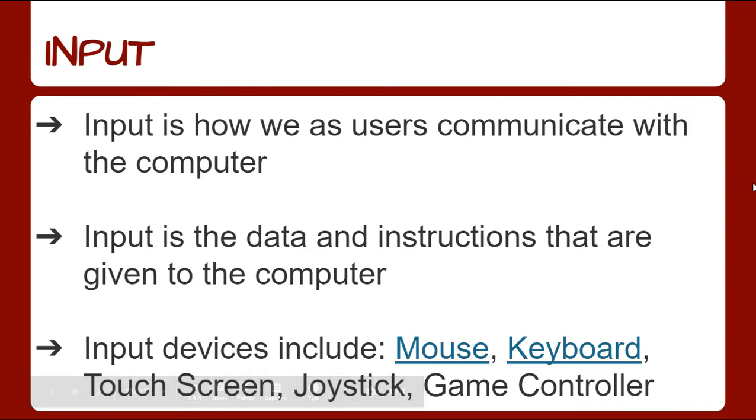So input. Input is how we as users communicate with the computer. That is how we give it information or data, and input is the data and instructions that are given to the computer. We have to give a computer an instruction telling it to do something. Otherwise, the computer can do nothing. Input devices include the mouse, the keyboard, touchscreen, joystick, game controller.